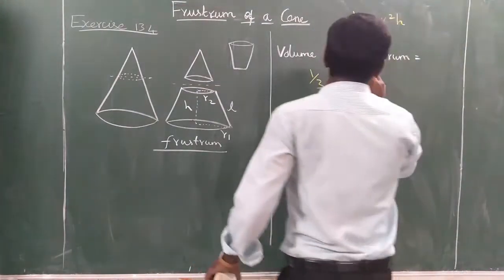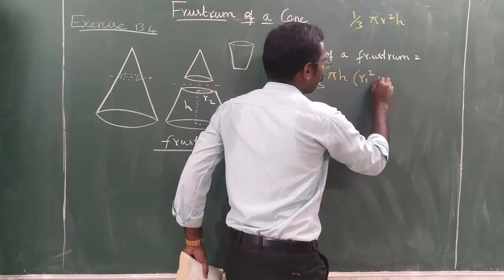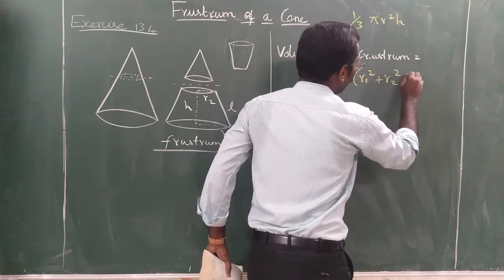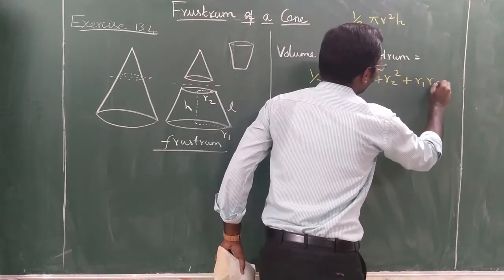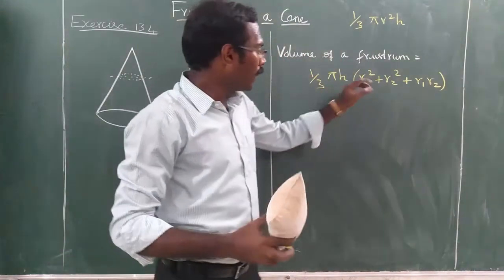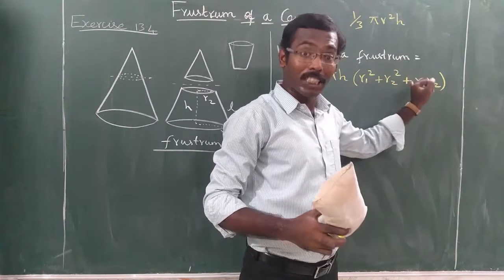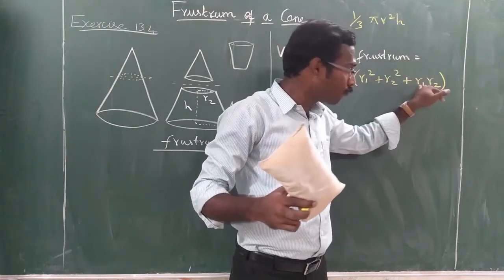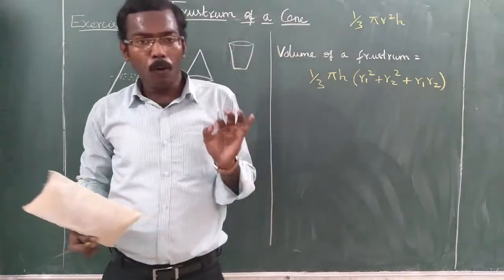So it will come like r1 square plus r2 square plus r1 into r2. It is almost like the (a plus b) whole square formula, but there a square plus b square plus 2ab will come, but here simply ab. Okay. So why am I telling this?